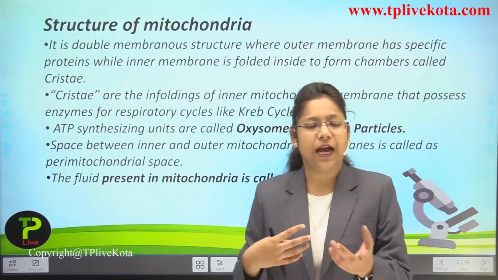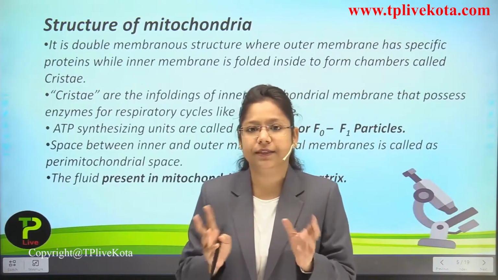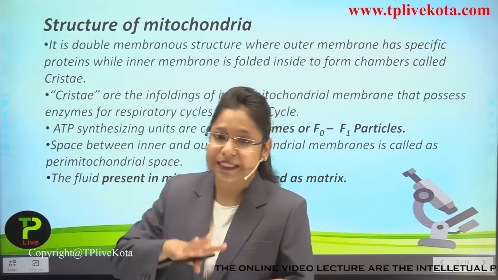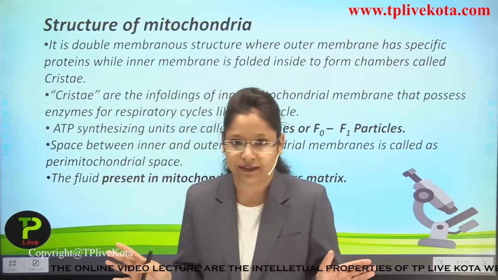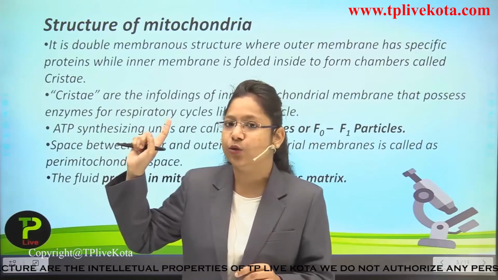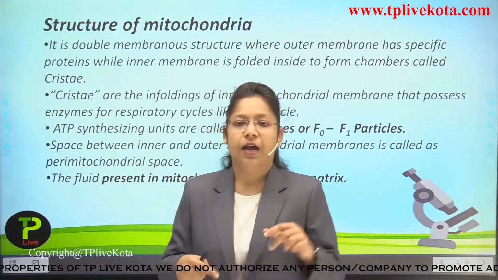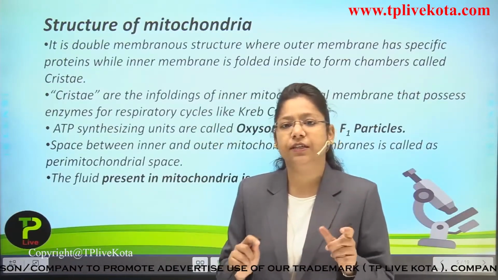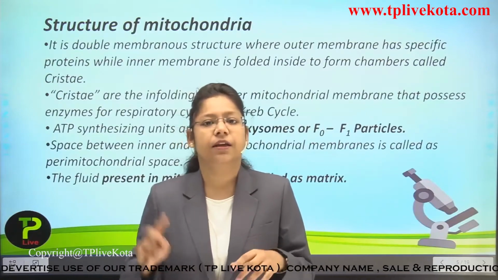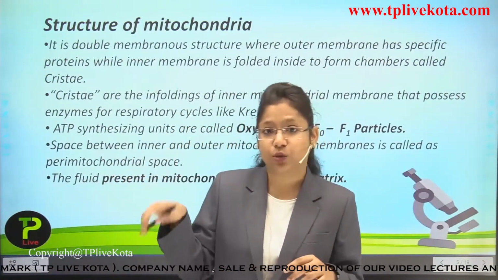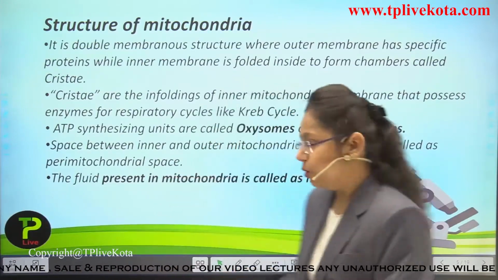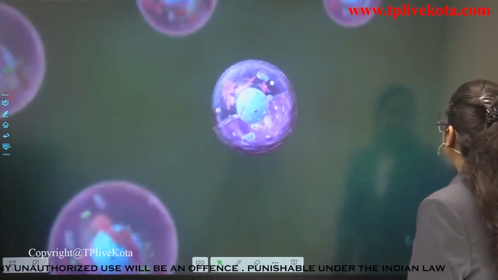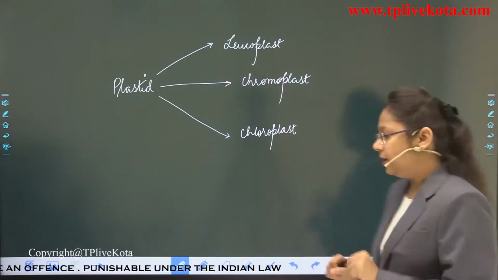Now, the space between the outer and the inner mitochondrial membrane is known as the perimitochondrial space. And the last part is the fluid present inside the mitochondria, which is known as the matrix. As in plant cells, we discussed the chloroplast, I told you that the clear liquid present inside every cell organelle is known as matrix. In chloroplast, it was known as stroma, but here it is known as matrix. Now, we are going to see the structure of our mitochondria.